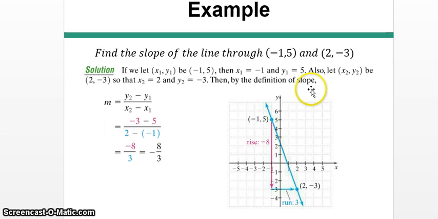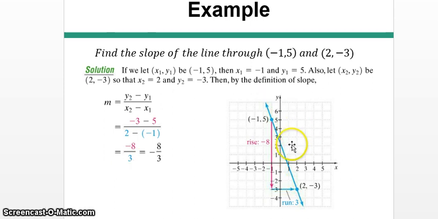Then by definition of slope, m equal to (y2 minus y1) over (x2 minus x1), which is equal to y2 is -3, y1 is 5, so -3 minus 5 over x2 is 2 minus x1 is -1, so minus of -1, which gives -8 over 3.